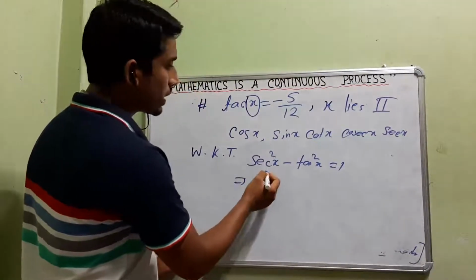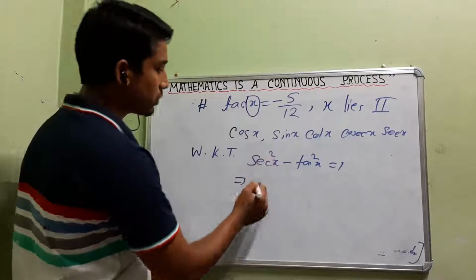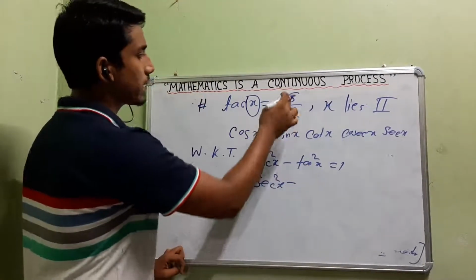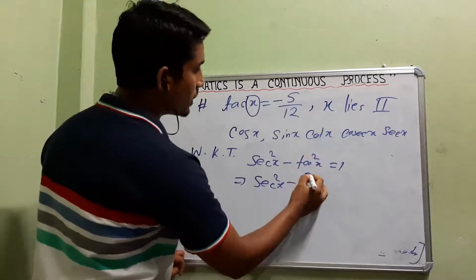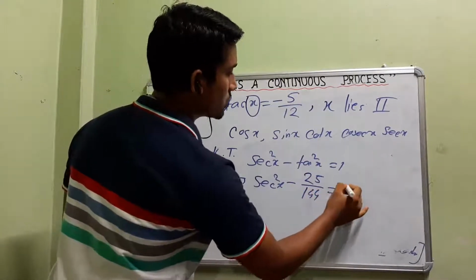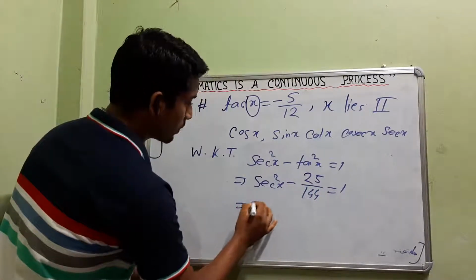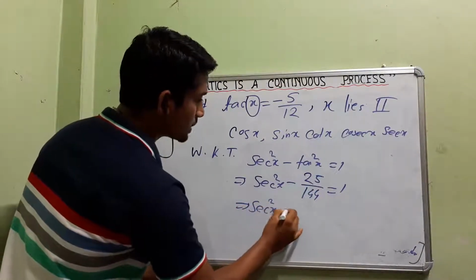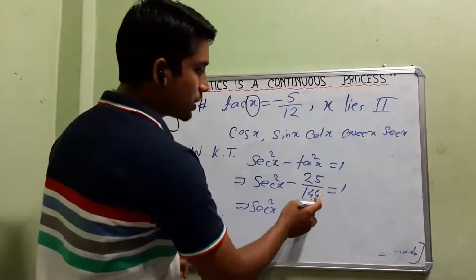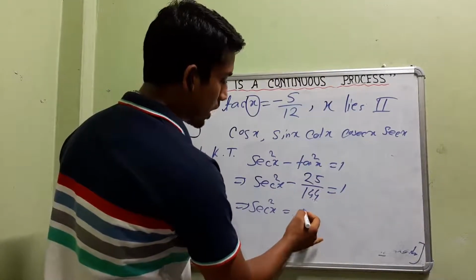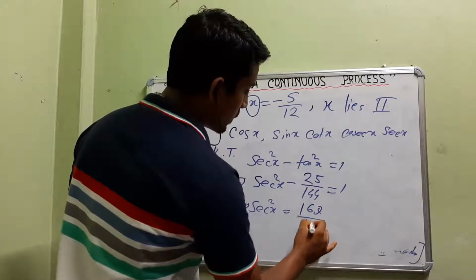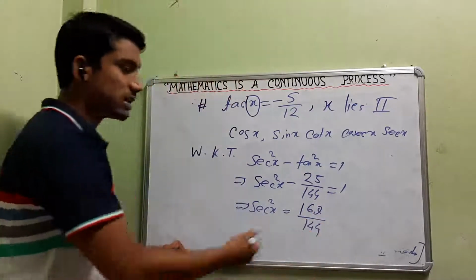So we already know the value of tan x, and we can use that here. Sec square x minus tan square x: the square of this will give 25 over 144, since 5 square means 25 and 12 square means 144, is equal to 1. So sec square x equals, that will go to the other side and will be plus, 1 plus 25 by 144. After taking LCM, it will be 169 divided by 144, isn't it? This is a simple calculation.